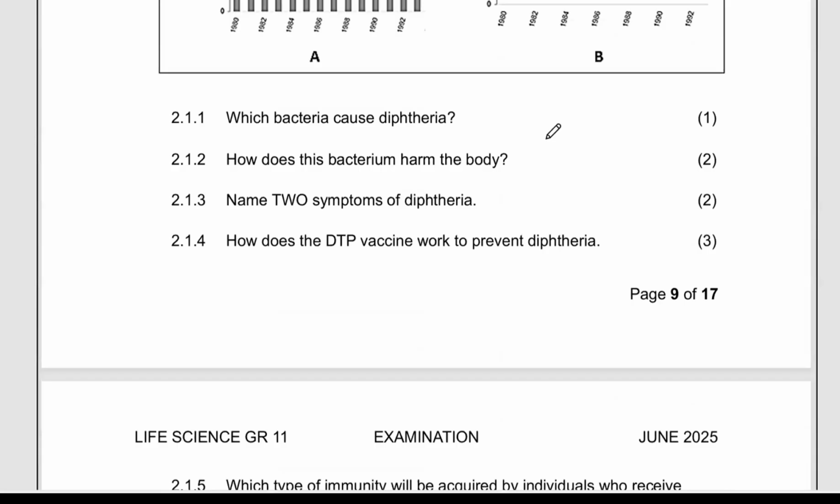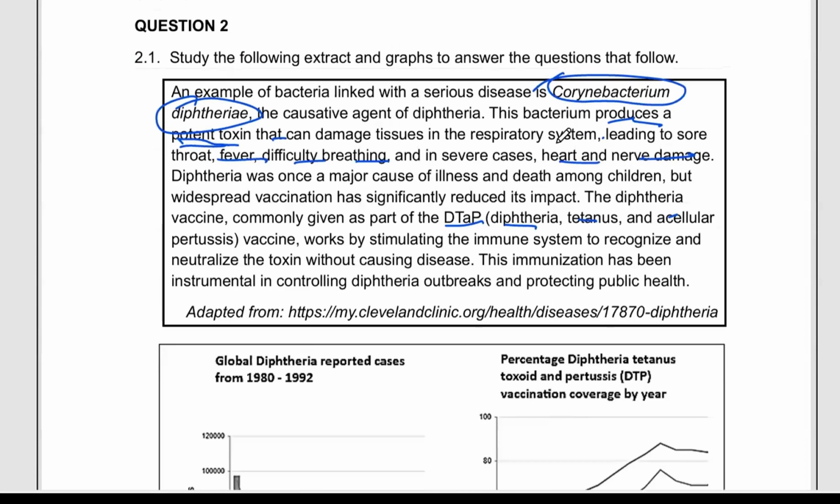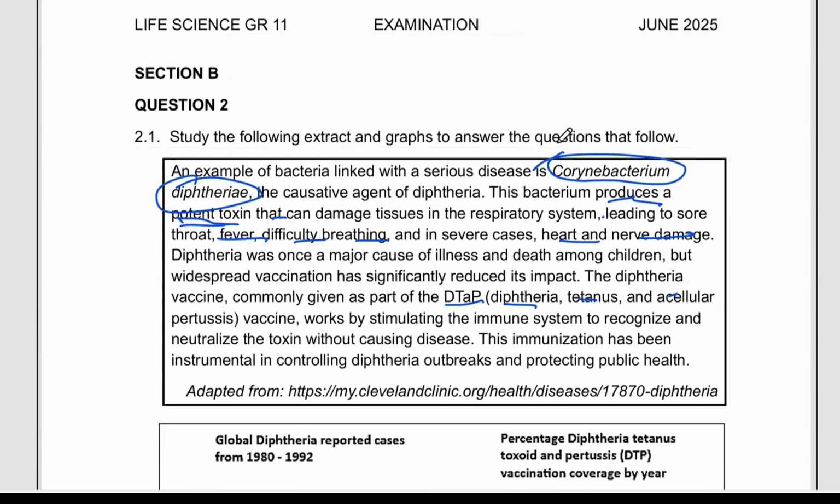Question 2.1.3 says, name two symptoms of diphtheria. We see it here: fever, sore throat. What else? I don't remember. They said it here. Where is it? Producing the toxin, causing, leading... Yes, here. Sore throat, fever, difficulty in breathing. Yes, that is the answer for that.